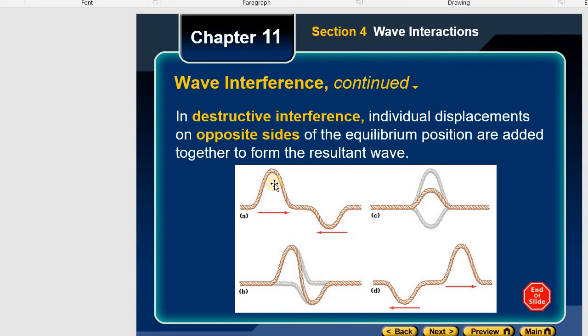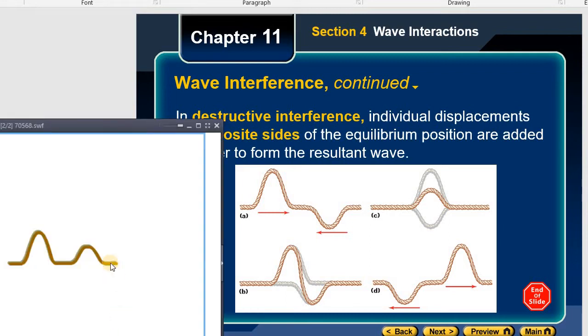If a crest overlaps a trough, we will have a crest or a trough which its amplitude is lower than the two amplitudes of the first crest and the second trough. Okay, now we are going to watch a video to explain the interference between the two waves.